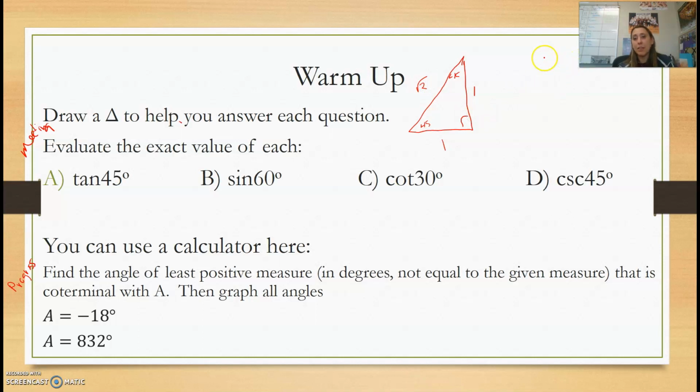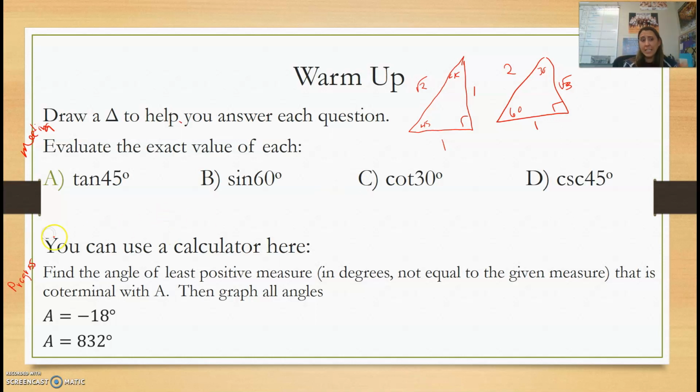Then I'm going to do my 30, 60, 90. Sorry, a little shaky there. So this is 2, this is 1, so this has to be the square root of 3. And remember, this is going to be our 60, and then this will be our 30. The reason why it's on top is we started with that equilateral and cut it in half, right?